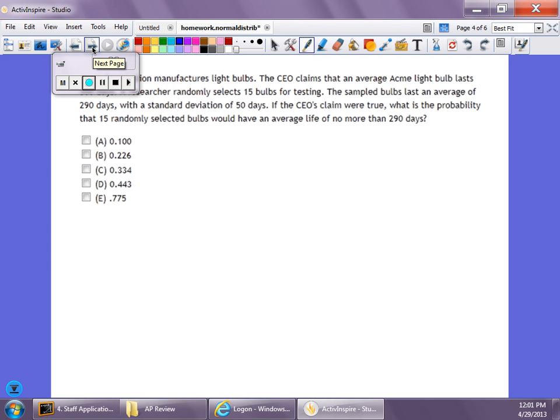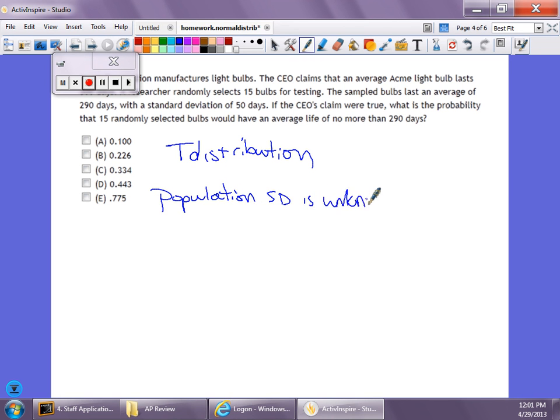Next problem is very, very similar. The only exception is that this would be a t-distribution because we do not know the population standard deviation. So we substitute in an estimate, which is the sample standard deviation, so our value of interest, minus our mean, divided by our standard deviation.